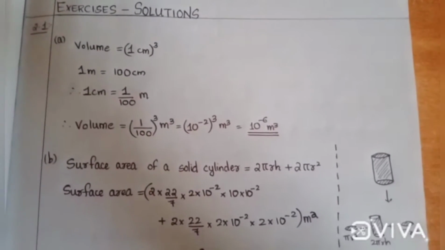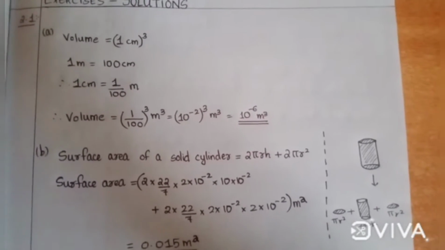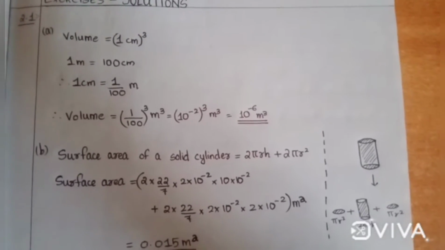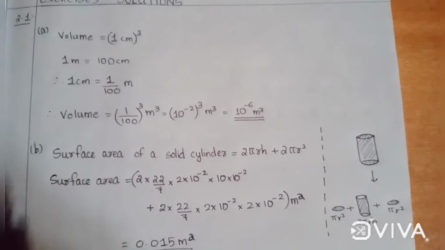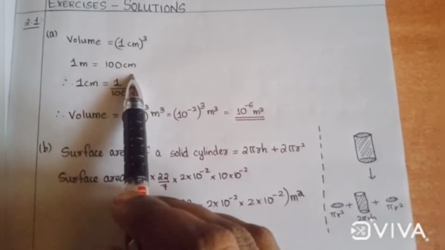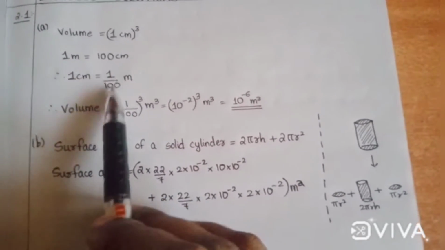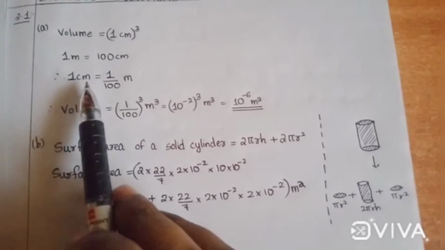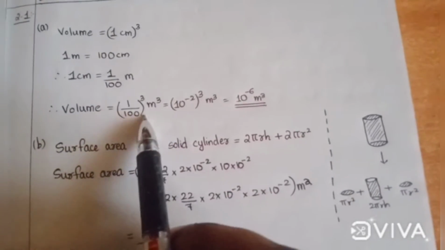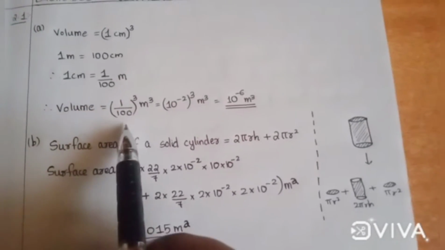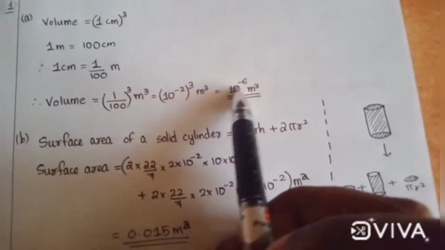Therefore, volume is equal to 1 centimeter the whole cube. We know that 1 meter is equal to 100 centimeter. Therefore, 1 centimeter is equal to 1 by 100 meters. So volume is equal to 1 by 100 the whole cube meter cube, which is equal to 10 raised to minus 2 the whole cube meter cube, which is equal to 10 raised to minus 6 meter cube, and that's the answer.